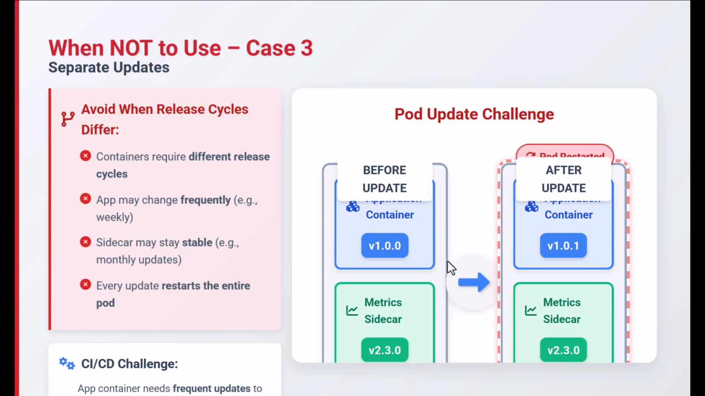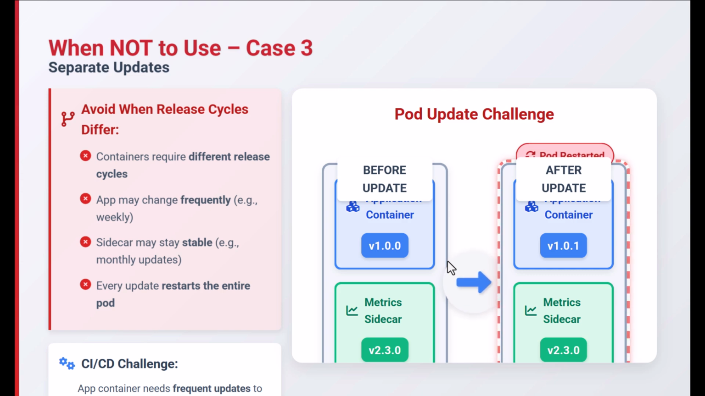Let's look at case 3. When containers inside a pod need a separate update cycle. This is a common issue in real-world deployments, especially in CI/CD pipelines. Avoid putting containers in the same pod if they need to be updated at different times. Here is what usually happens. Your application container changes frequently, maybe every week or even daily, but the metrics sidecar stays the same and gets updated only once in a while.